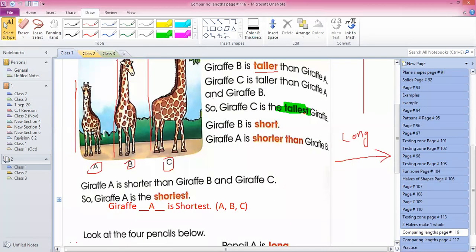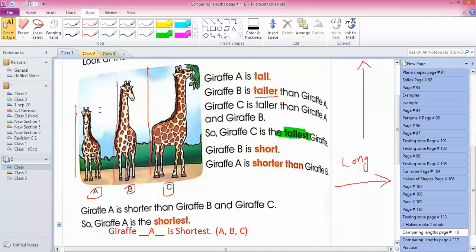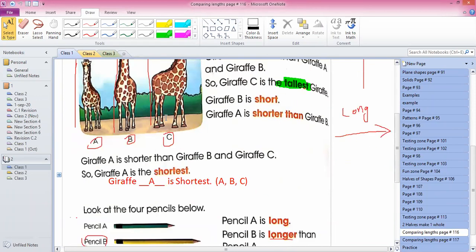When you compare two giraffes, you will use either taller or shorter because you're comparing heights. Like B is taller than A and A is shorter than B. When you compare more than two giraffes altogether, and the question asks which is the tallest, you will use tallest.